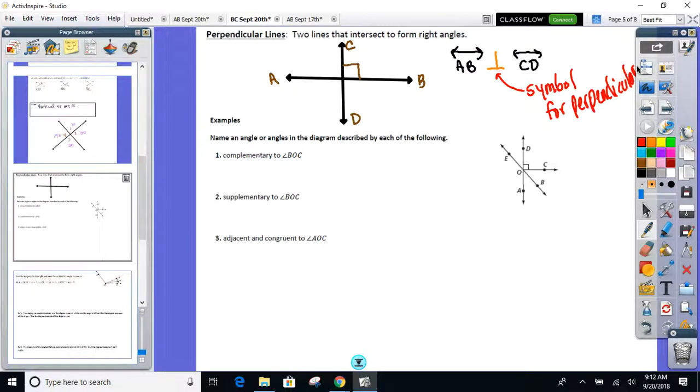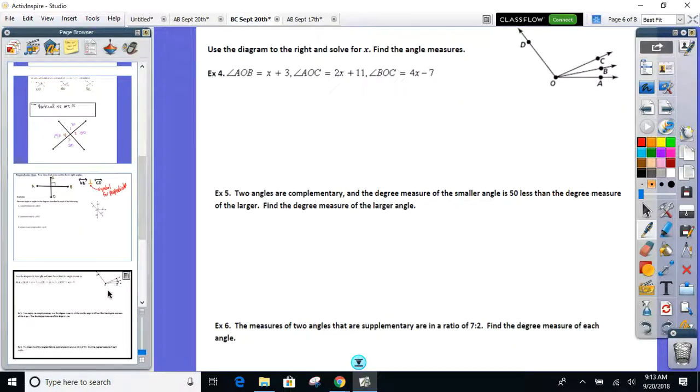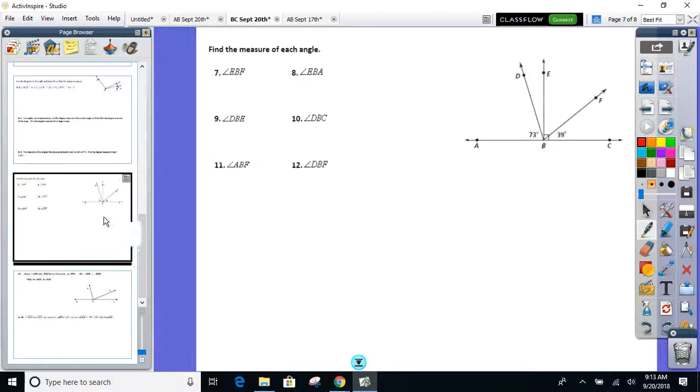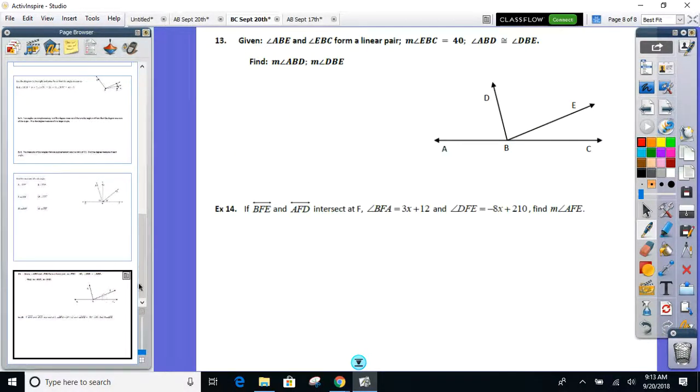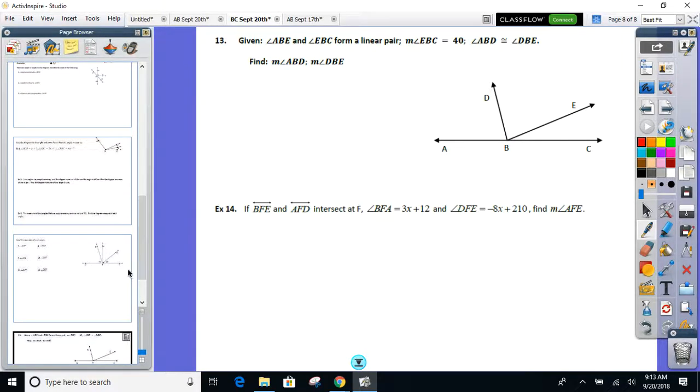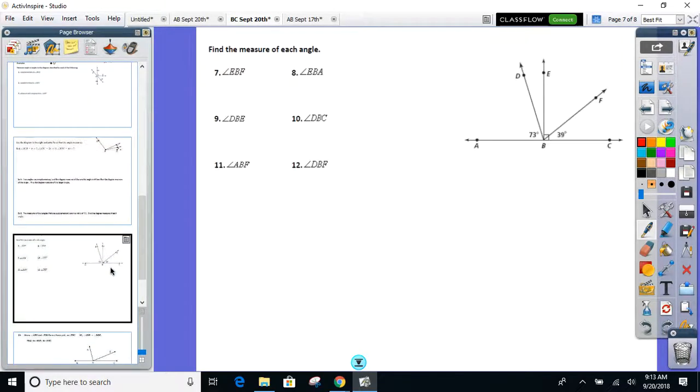Okay, there's the symbol for perpendicular. We're going to use that a lot. Questions from you guys here? Questions so far? Okay, I want to get to some of the word problems so I don't run out of time here, with two angles, complementary, because I want to give you guys a little bit of time to try some of this stuff.